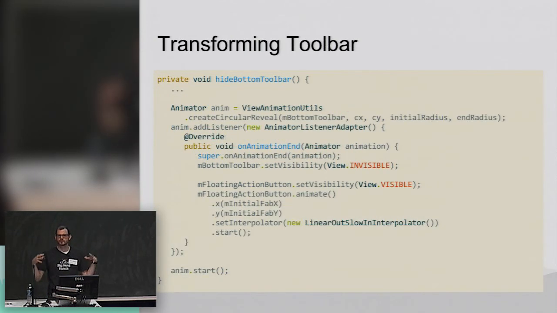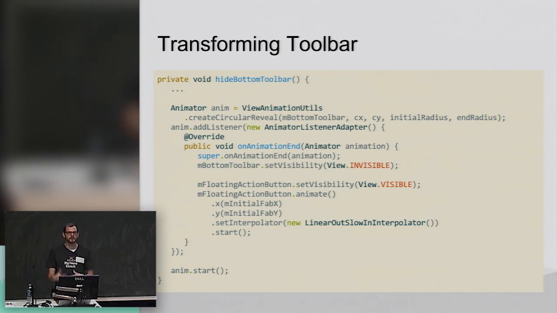And then you trigger a circular reveal. In this case, it could be called a circular hide, which is probably a better name for it. On the bottom toolbar, I'm doing that circular animation from the full size of the toolbar down to the size of the floating action button. So I'm hiding the toolbar in a circular way. And when that animation is done, I make the toolbar invisible, and I animate the floating action button back over to the right side.